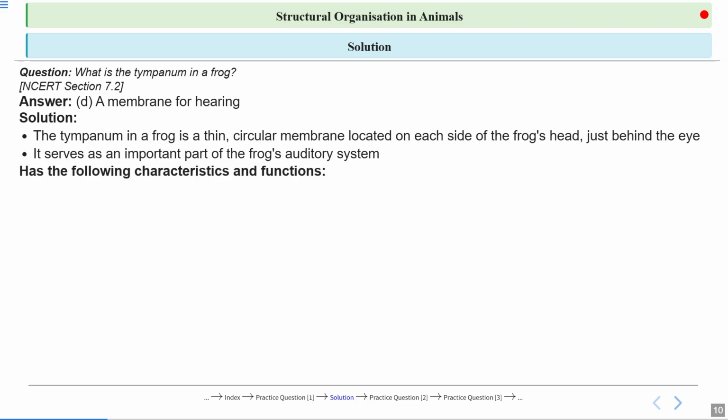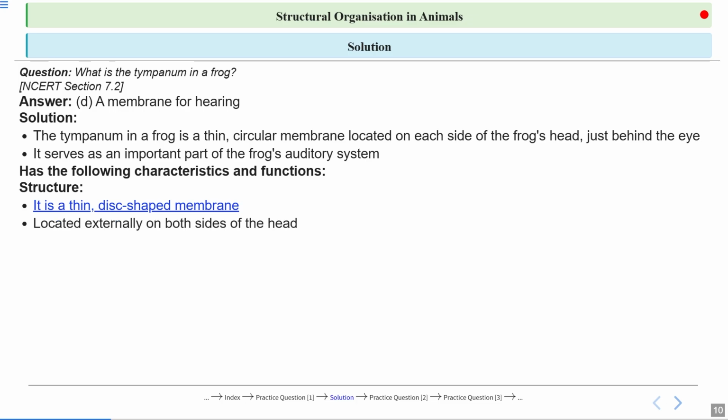And they have the following characteristics and functions. Structure: it is a thin disc-shaped membrane located externally on both sides of the head. So it is present externally. Humans have the tympanic membrane inside a hole-like structure leading from the pinna, the ear, which goes inside as a hole, and there comes the membrane. But in the case of the frog, this membrane is present at the surface only, just behind the skin.